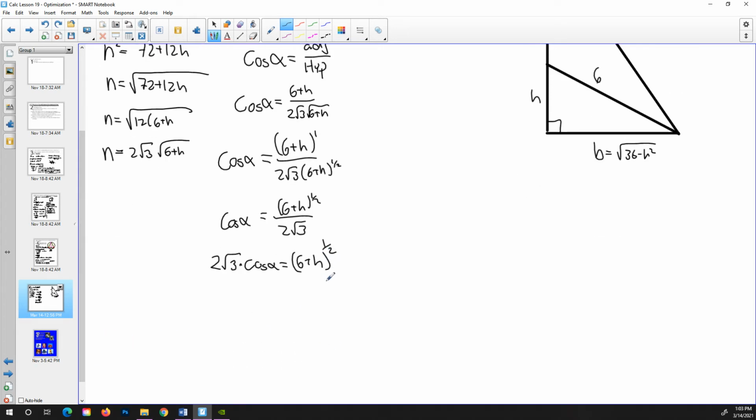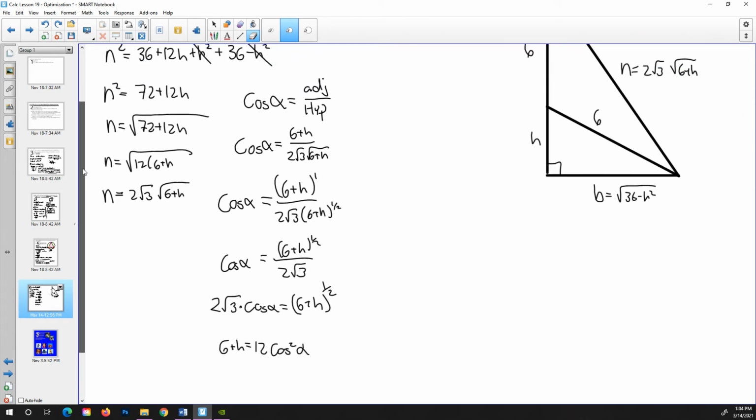I can square both sides and get 6 plus h equals, well, we already know what 2 square root of 3 squared is. It's going to be 12 cosine squared alpha. Now, why am I leaving this 6 plus h alone? Because I'm going to plug it in eventually somewhere else.